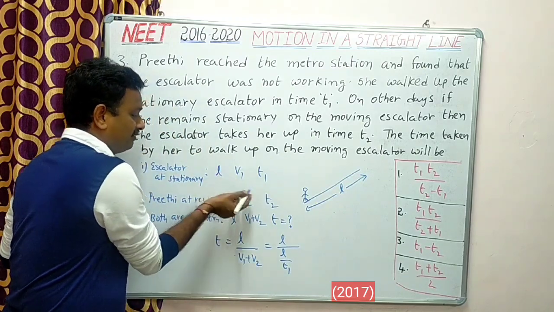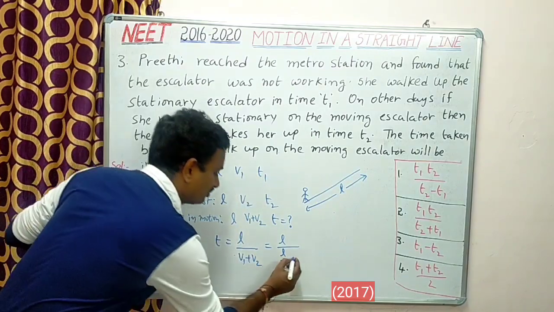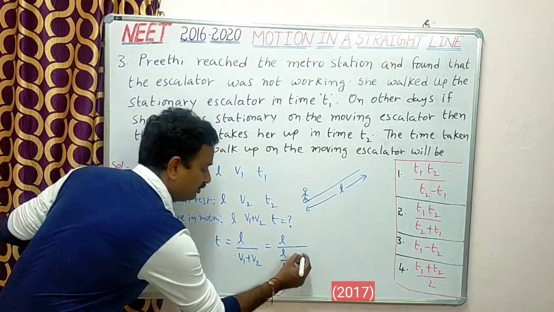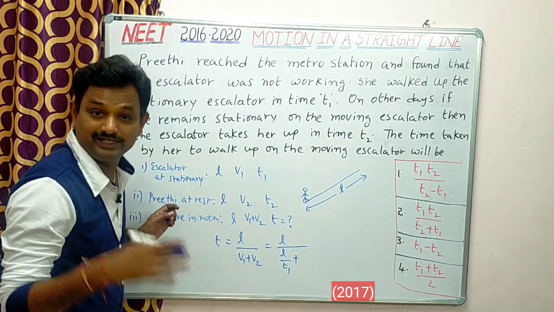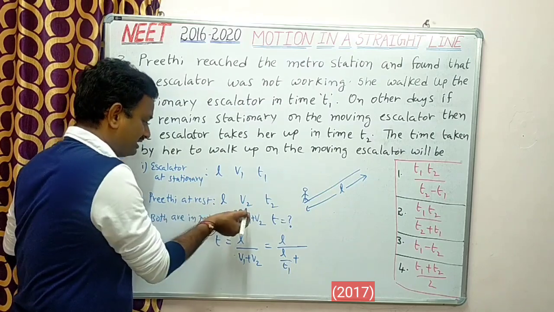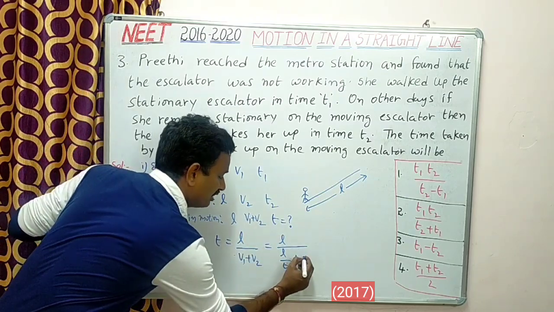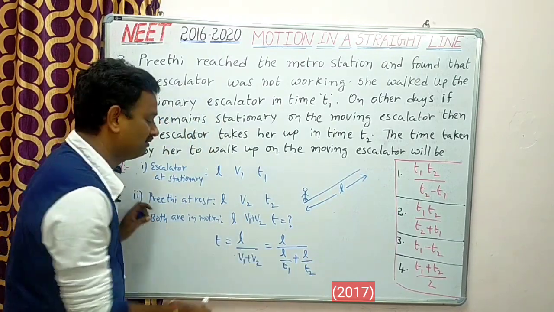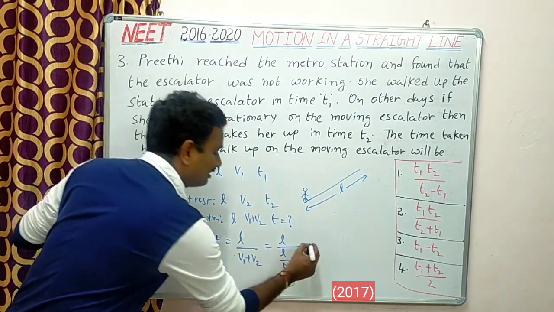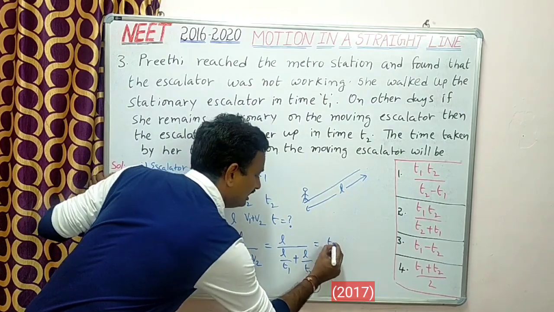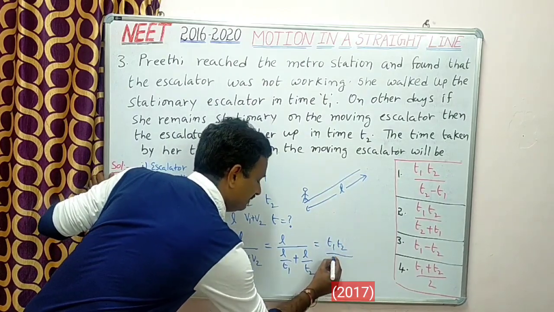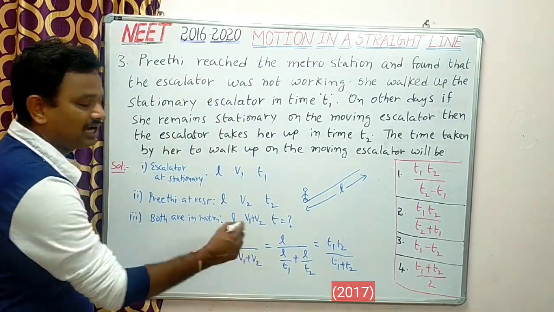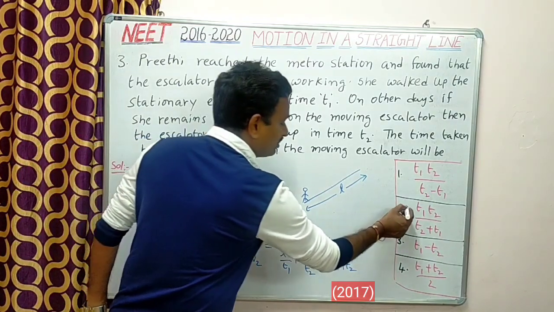See, first case V1 with time T1. So L by T1, and for the second one V2, L by T2. That is for the second case. See, instead of V2 I will write L by T2. So if I commonly write, L will be cancelled. So what will I get? I will get T1 T2 by T1 plus T2. Okay. If you check the options here, option 2 is the answer.